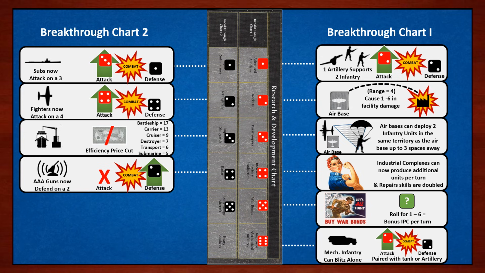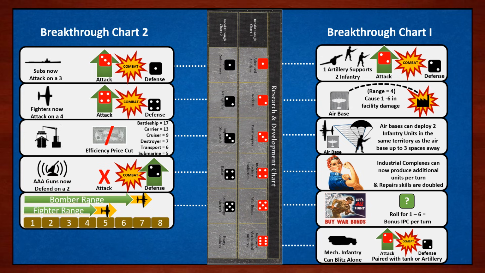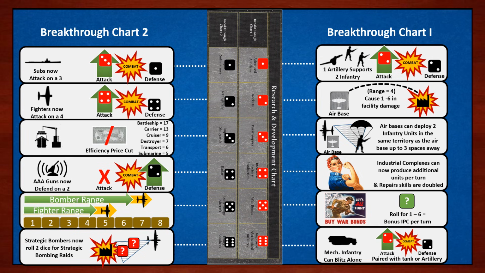On a roll of 5, long-range aircraft are unlocked. With long-range aircraft, the range of each air unit is increased by 1. And finally, on a roll of 6, heavy bombers are discovered. Heavy bombers can conduct strategic bombing raids with 2 dice.